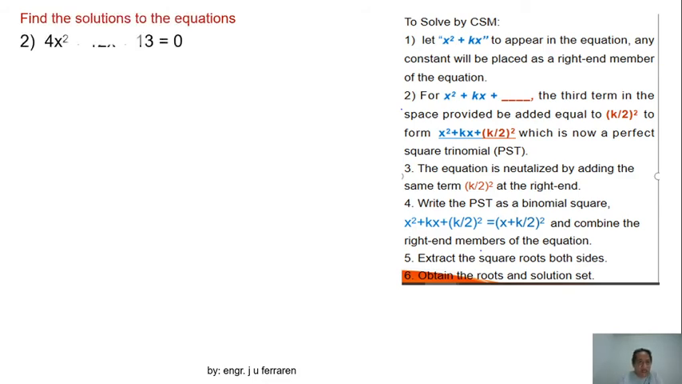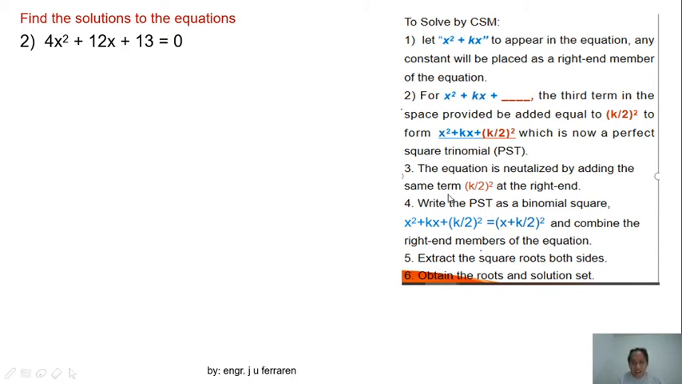Because in our given, this is not exactly following x squared plus kx because the leading coefficient here is not exactly 1, but there's a value 4. But if we are after the x squared plus kx form, then we can easily do that by just dividing every term with 4. And you can bring the constant term to the other side. So, divide with 4.